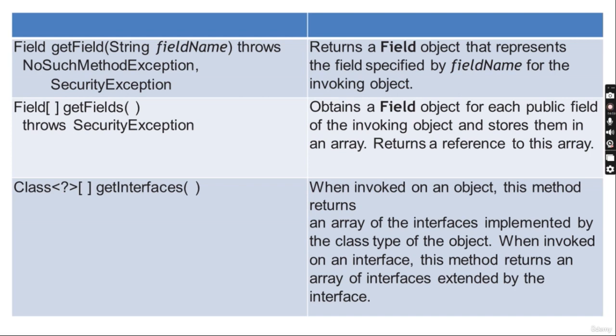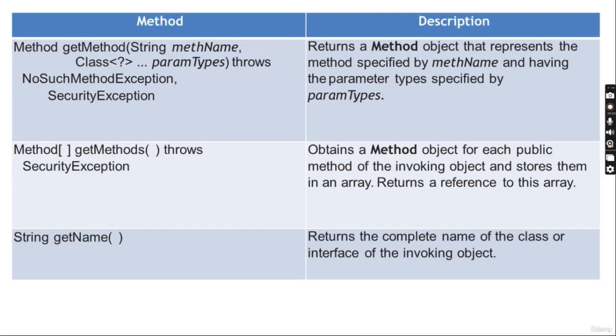Then Class<?>[] getInterfaces(). When invoked on an object, this method returns an array of the interfaces implemented by the class type of the object. When invoked on an interface, this method returns an array of interfaces extended by the interface. So there are two cases. First, when invoked on an object, it returns an array of the interfaces implemented by the class type of the object. And second, when invoked on an interface, it returns an array of the interfaces extended by the interface.